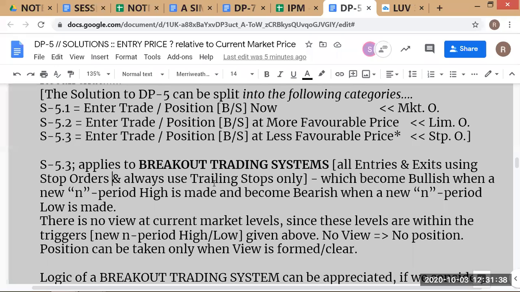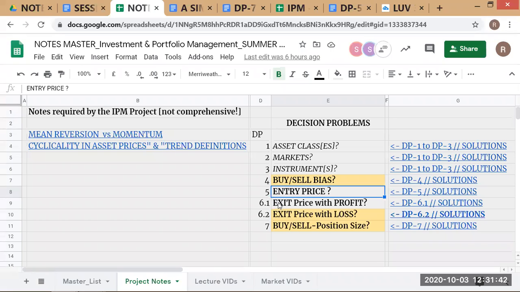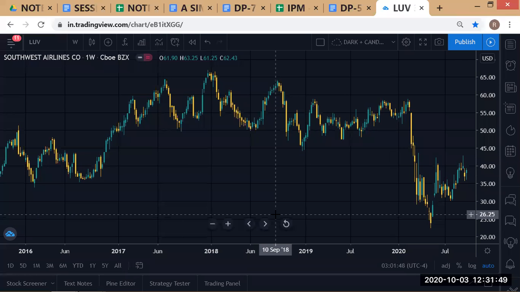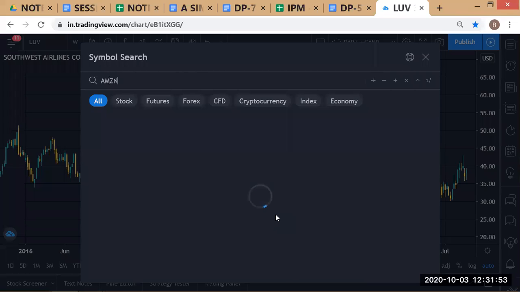Okay, so even your 6.2, 6.1 also will be indirectly solved by using 6.2 logic because you have to use trailing. Now the beauty of this kind of a system is, let's look at some stocks.